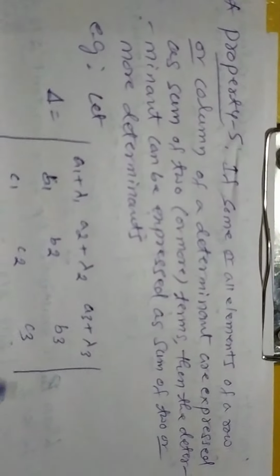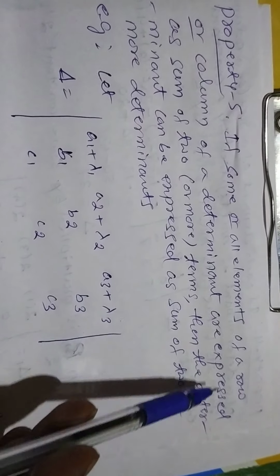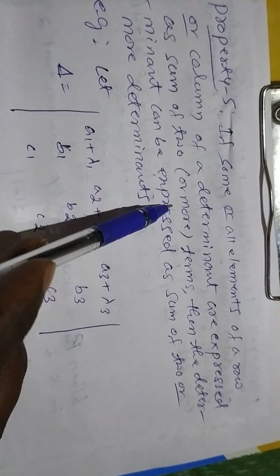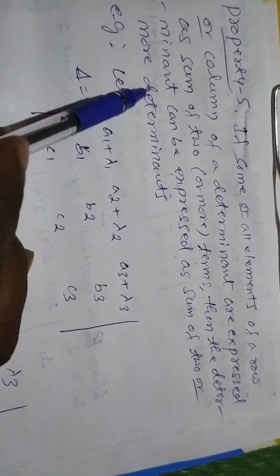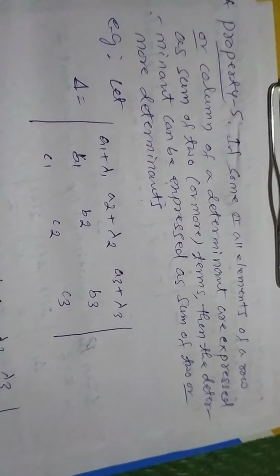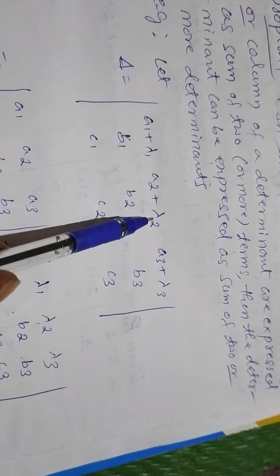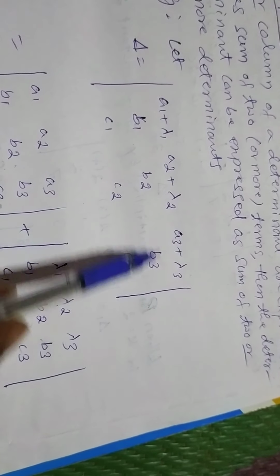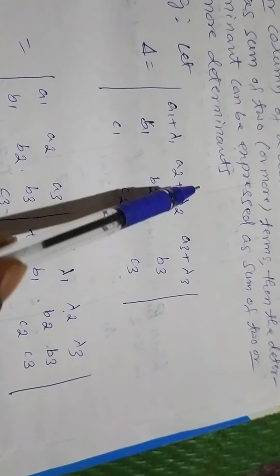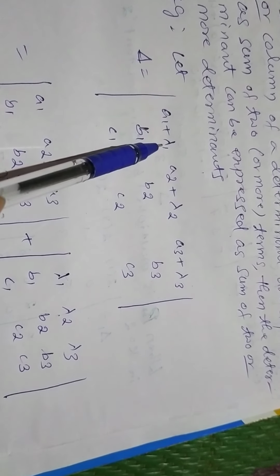According to the statement of property 5, if some or all elements of a row or column of a determinant are expressed as sum of two or more terms, then the determinant can be expressed as sum of two or more determinants. This is very simple. Let I have a determinant: a1 plus lambda 1, a2 plus lambda 2, a3 plus lambda 3, b1, b2, b3, c1, c2, c3. Here in the first row, the elements are the sum of a1 and lambda 1, like that.